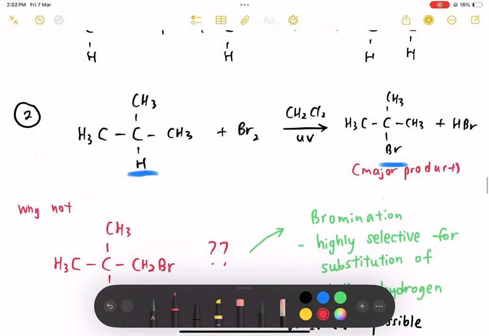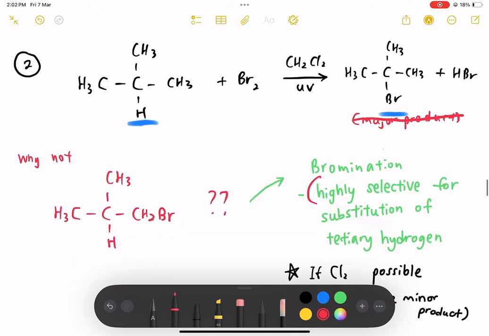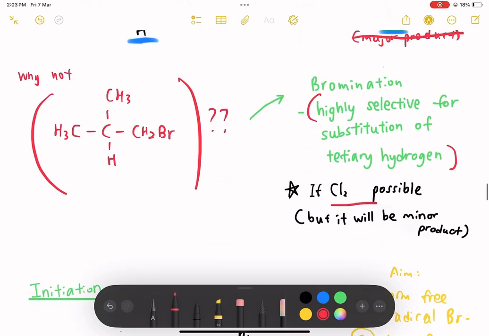Next, we have the second example. This one reacts with Br2 in the presence of UV and under dichloromethane, then forms this one. So do remember that just now I said that Br2 is highly selective. It is highly selective for substitution of tertiary hydrogen, meaning that it does not have this minor product. It only forms one product. But Cl2 will form a minor product. So let's see.